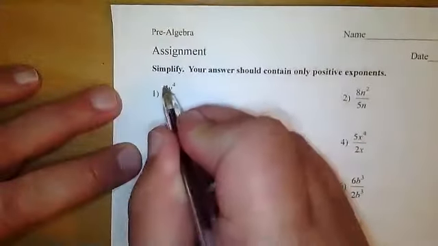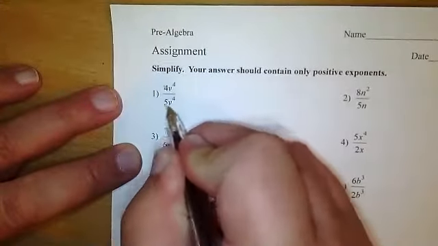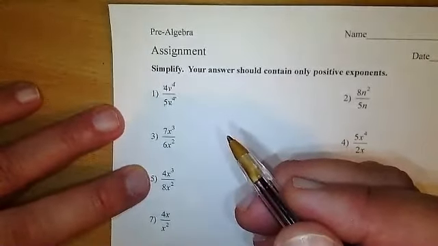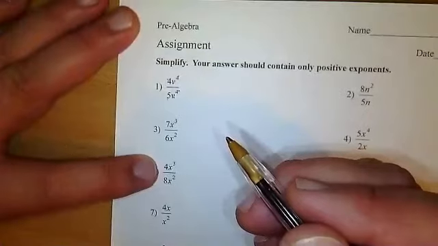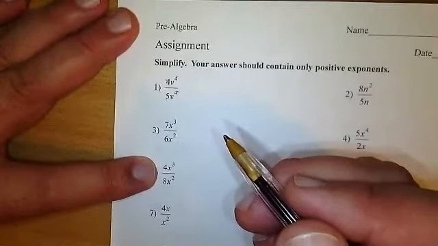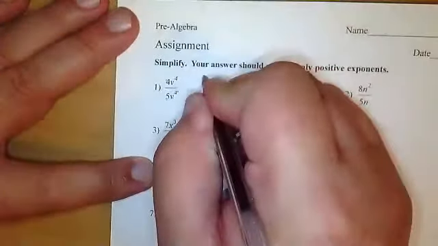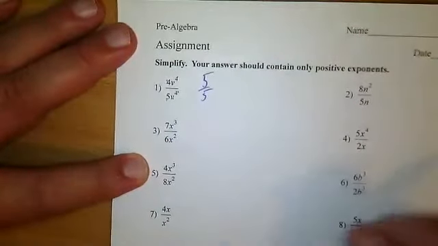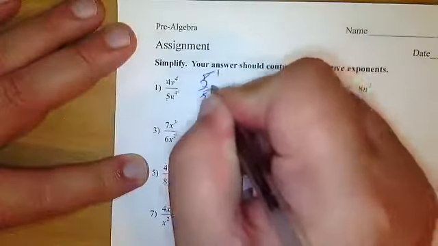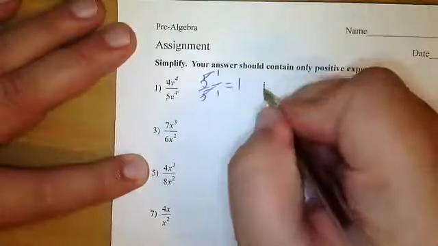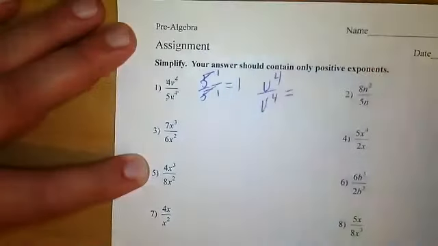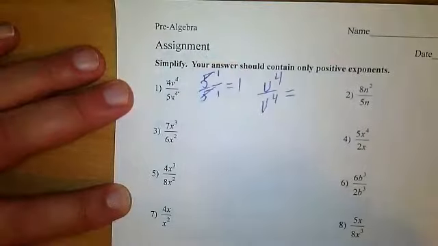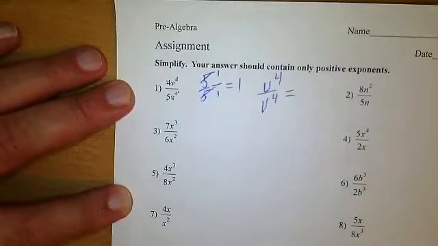Okay. So I've got 4v to the fourth over 5v to the fourth. So what's going to happen with those v to the fourths? Well, if I have 5 over 5, what would I do? I could cross cancel them, couldn't I? Yes. So v to the fourth over v to the fourth is just going to be 1, right? Anything over itself is always 1.